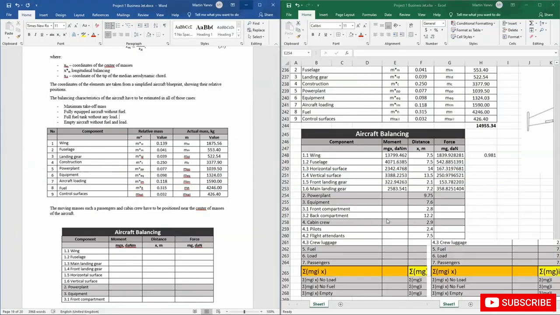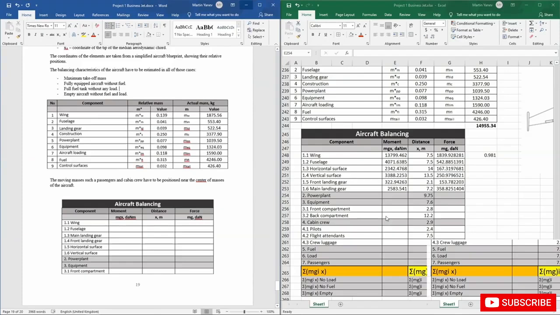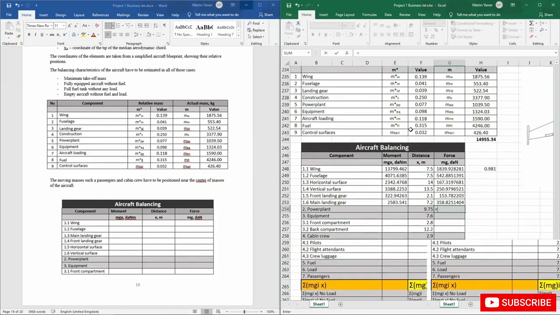Hi guys, as I promised, today I'm going to show you how to balance the rest of the aircraft components, and actually it is quite simple compared to what we did last time. So let's first estimate the forces produced by the power plant. This will be equal to the total mass of the power plant, which is this one, multiplied by 9.81 multiplied by 0.1, which is this number here, and that's it.